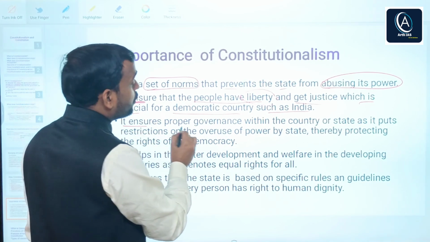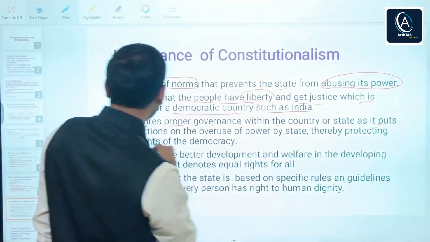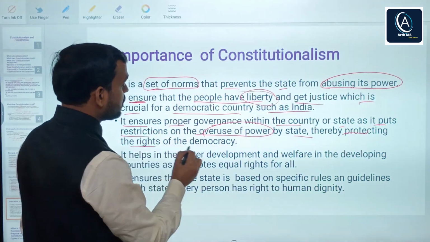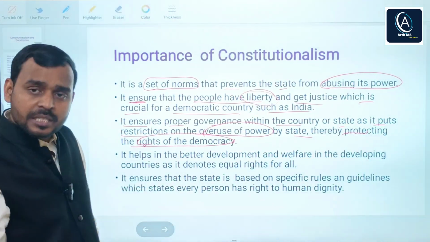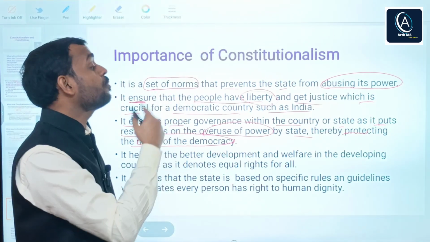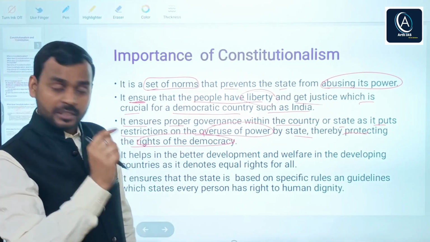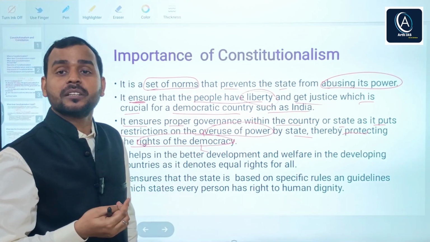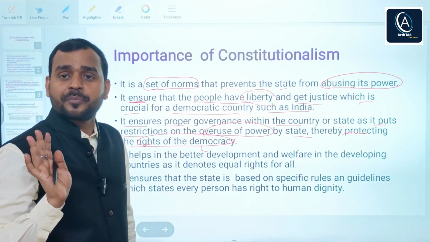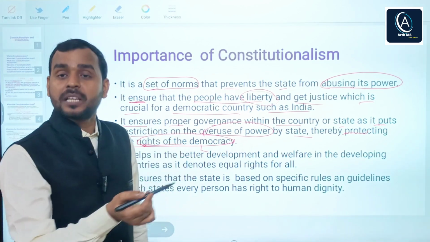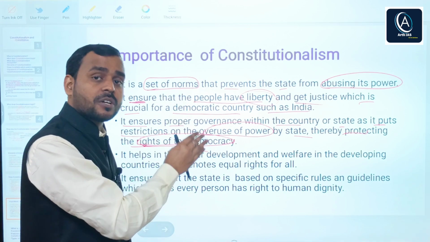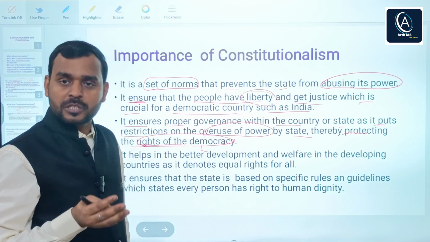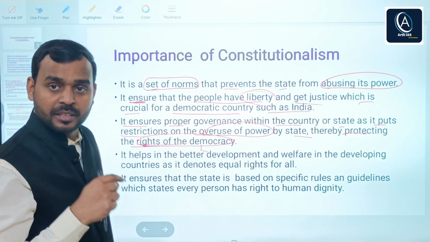So it ensures proper governance within the country or state, as it puts restrictions on the overuse of powers by the state, thereby protecting the rights of democracy. So in simple terms, it checks the overuse of power by the state and protects the rights of democracy. Here democracy means what? Simply, what is the simple meaning? Rule of people. So here rights of people are protected and actions of state are restricted. They don't have arbitrary or unlimited powers. They have limited powers.